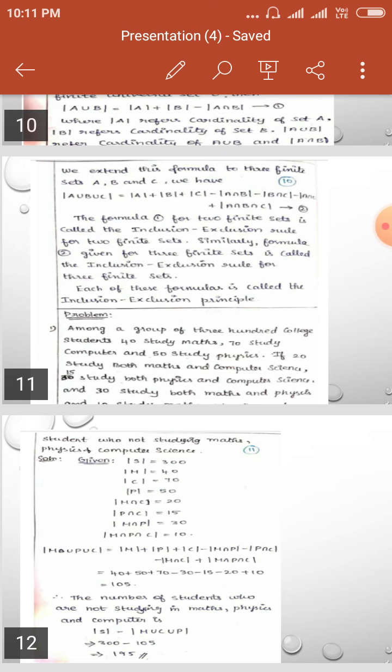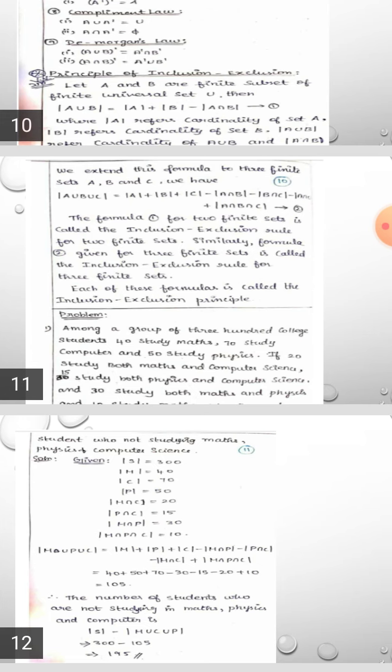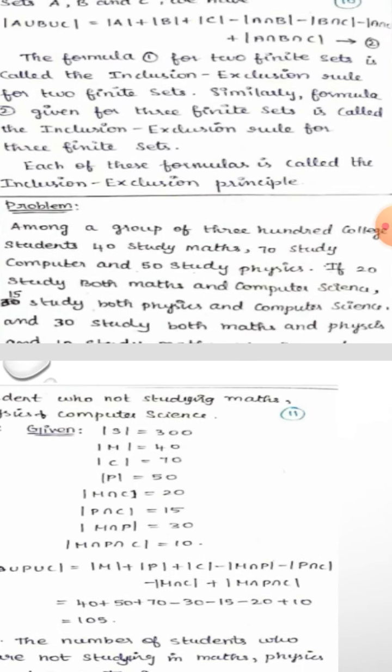We know this type of problem. In school days we used the Venn diagram to solve this problem. Now we have to use the formula method to solve this problem. Right. So what is given? Among 300 college students, the data are given. Totally how many students? That is cardinality of S is equal to 300. That is the number of students.